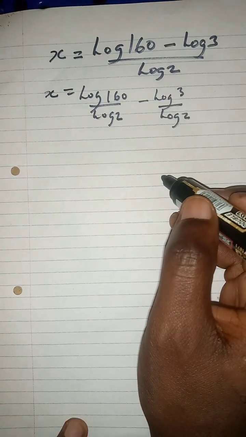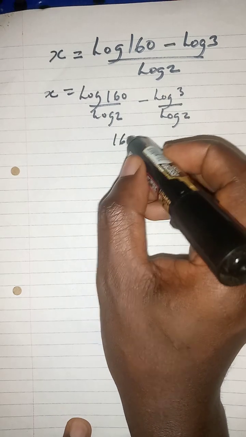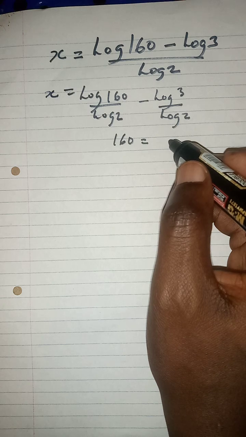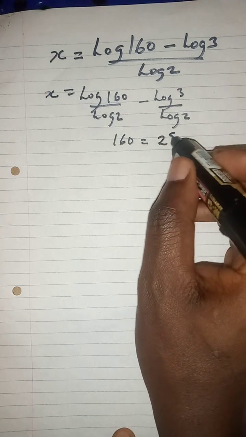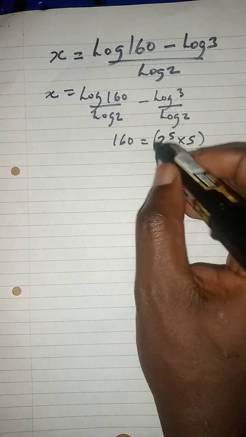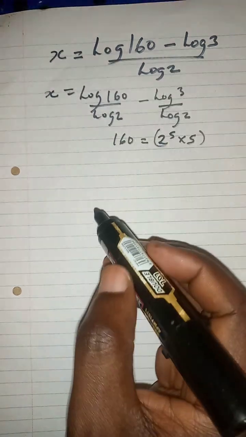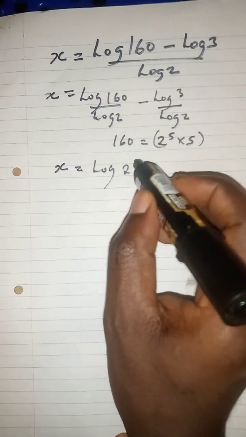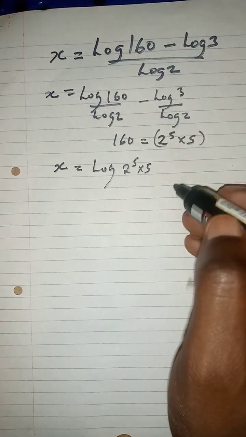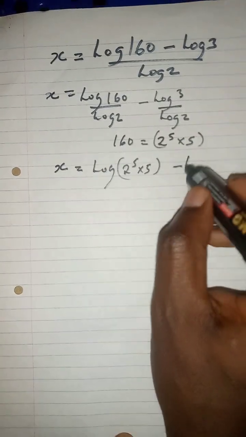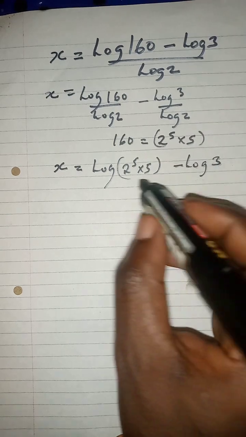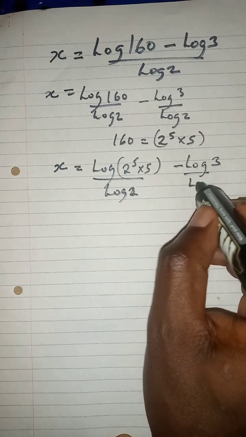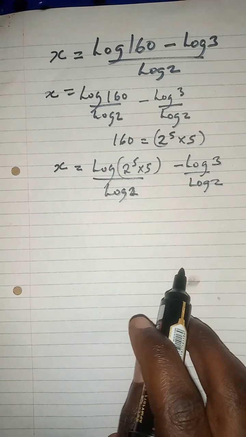Well, at this stage, I'm going to write the factors of 160. Of course, 160 is the same as 2 times 2 times 2 times 2 times 2 times 5. That is 2^5 times 5. So replacing this here, my equation now changes to the log of (2^5 times 5) minus the log of 3, all divided by log 2.